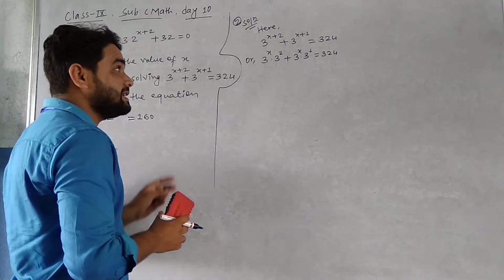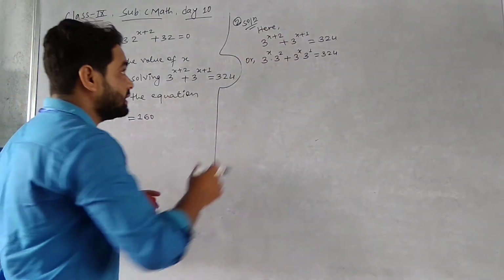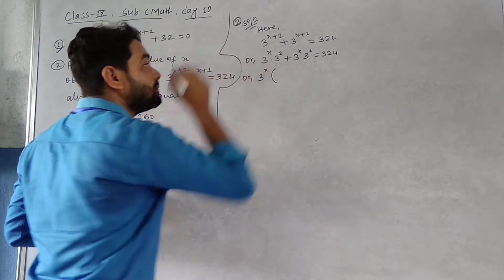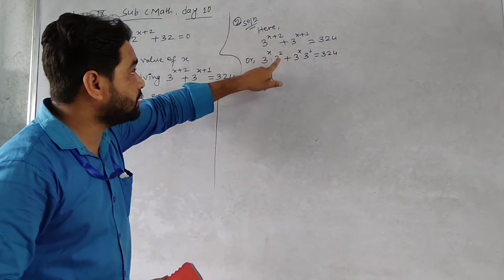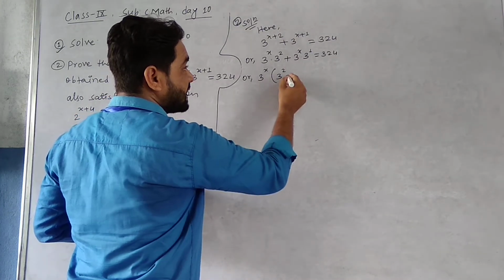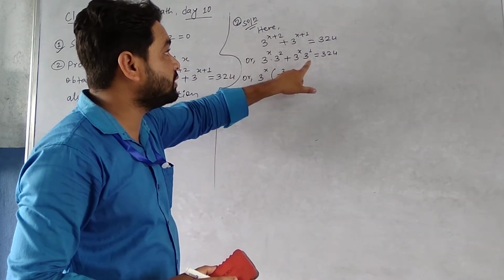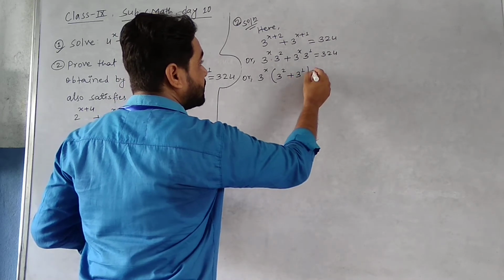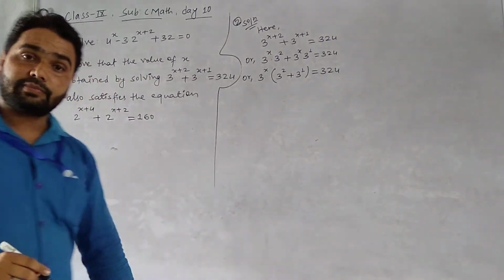That means this is in the exponential form, and we are going to take the common at first. That means we take out 3 power x as a common. If you take out 3 power x as a common from here, then we get 3 square, plus, and here also if you take out 3 power x common, then we get 3 power 1. That means 3 power 1 will be there equals to 324.